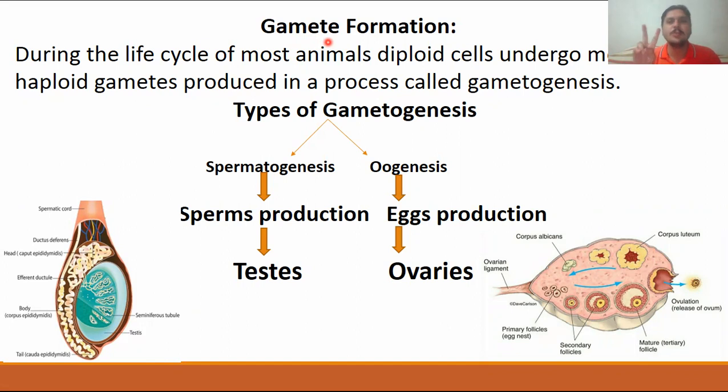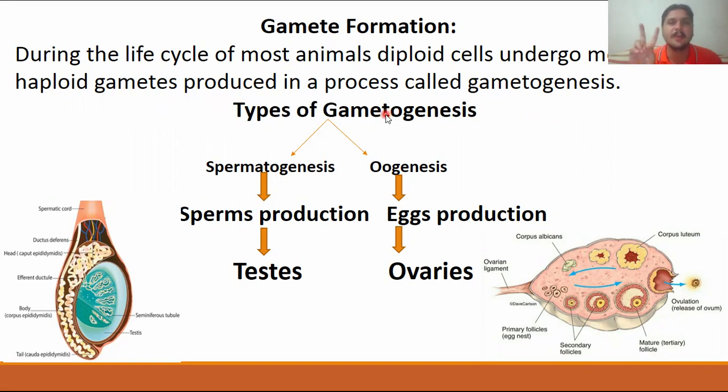And there are two kinds of gametes. In case of male, the gamete name is the sperm, and in case of the female, the gamete name is the egg. So during the life cycle of most animals, diploid cells undergo meiosis, because these gametes are produced by the process of meiosis, so that means haploid gametes can be produced. And this process is called gametogenesis.